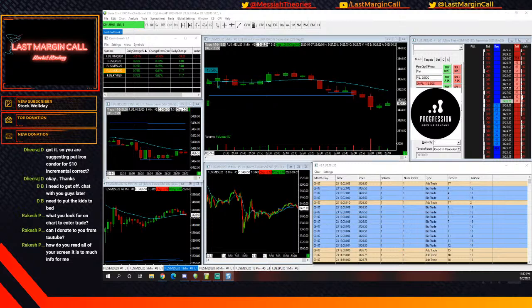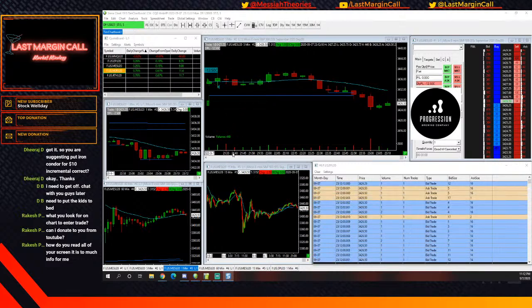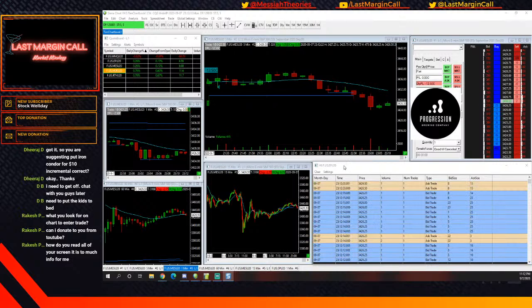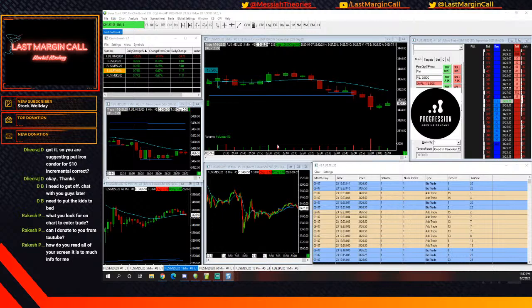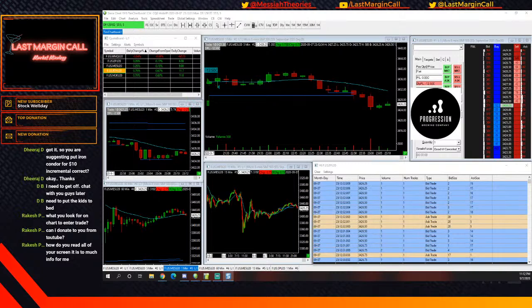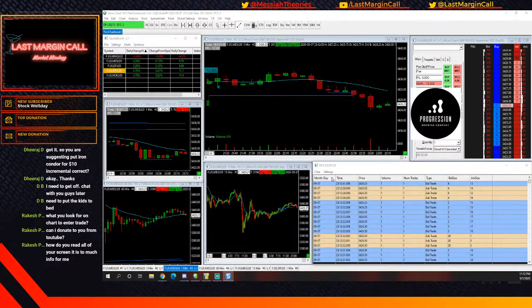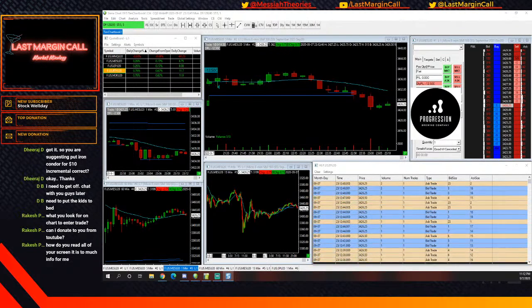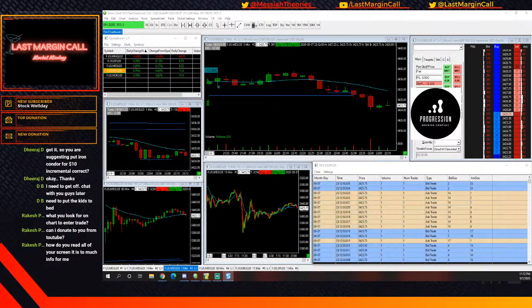How do I read it? So this is all for micros. This is for MES. This DOM is for MES. This is for ES. Since these two will basically trade in tandem, I want the main product which it follows to be right here.